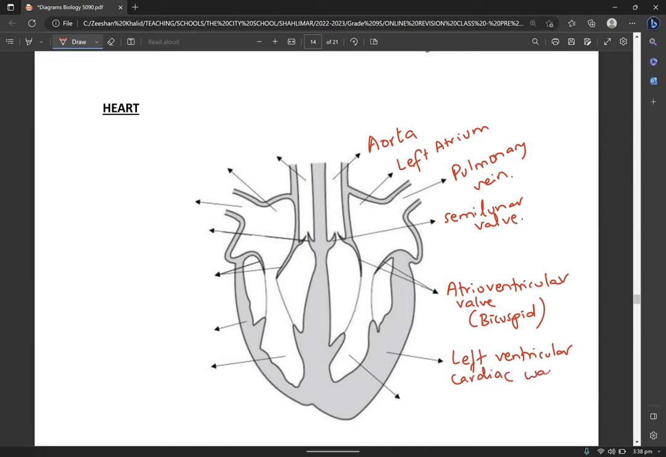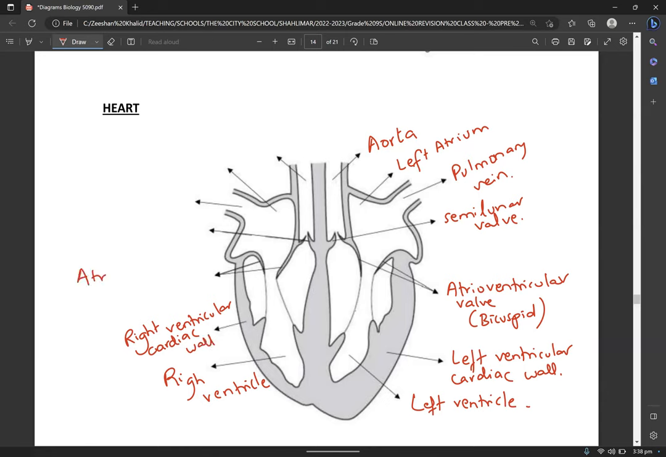cardiac wall, and we know this is the thickest out of the others, and this is the left ventricle itself. Phir ye aapka right ventricle hai, theek hai ji, aur ye aapki right ventricular wall hai, right ventricular cardiac wall, theek hai ji, aur ye aapke again atrioventricular valves, and you call these valves as tricuspid valves also.